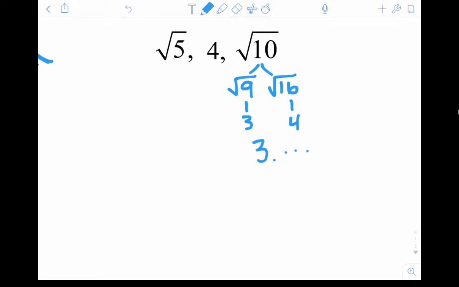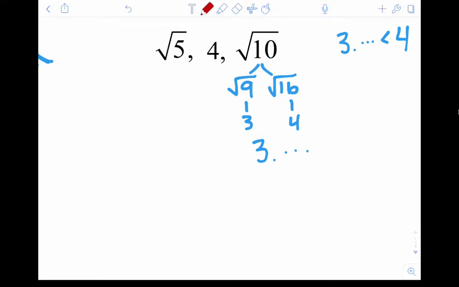3 point something is less than 4, so 4 is bigger. I know that square root of 10 is going to be bigger than square root of 5. Since they're both under those square root signs, I can just compare the numbers. So that means that square root of 5 is the smallest, square root of 10 is the middle, and 4 is the largest.